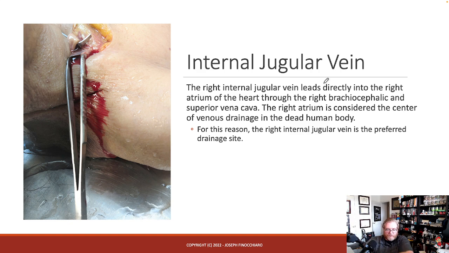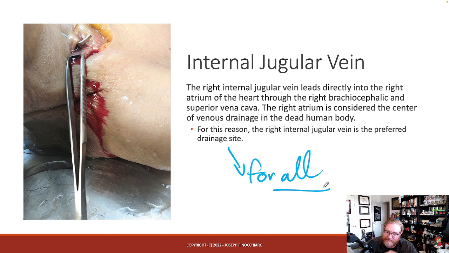The right internal jugular vein leads directly into the right atrium of the heart, the center of drainage, through the right brachiocephalic and superior vena cava. The right atrium is considered the center of venous drainage in the dead human body, and for this reason, the right internal jugular is the preferred drainage site for all injections. Okay, for all injections. We're going to learn about single point, split point, multi-point, all this stuff here.